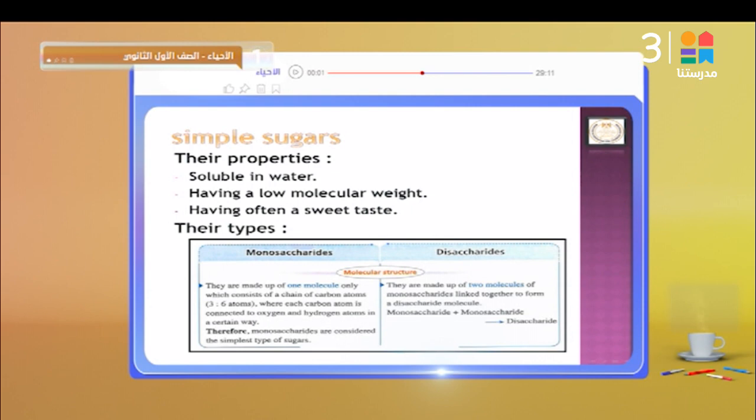Simple sugars. What are the general characteristics of the simple sugars? Number 1, soluble in water. Glucose is soluble in water. Having low molecular weights, which means light molecular weight.